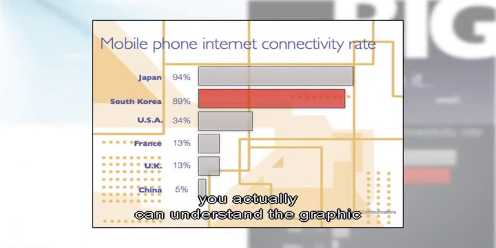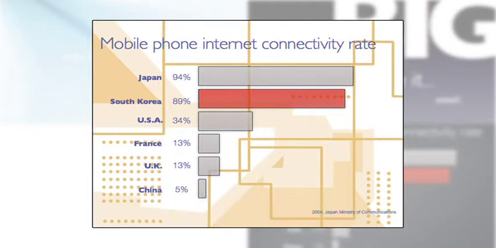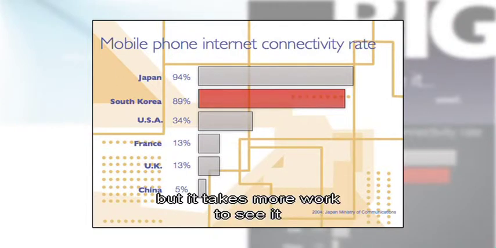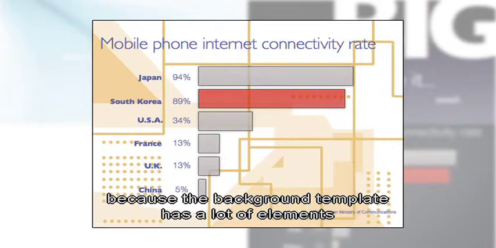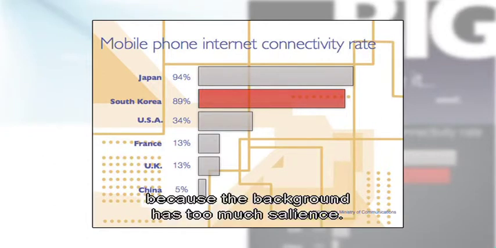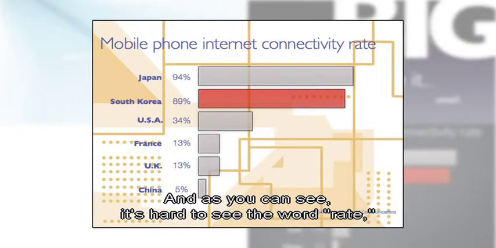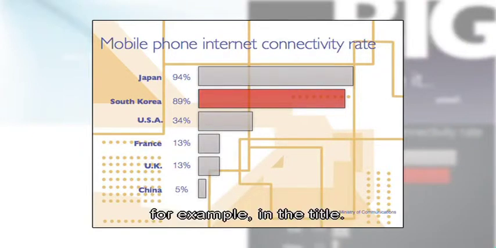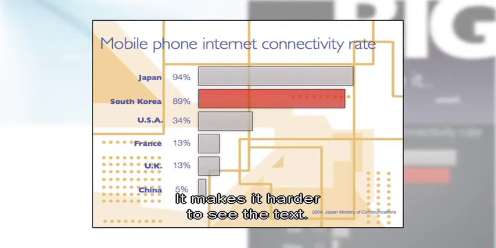you actually can understand the graphic and you can see it, but it takes more work to see it because the background template has a lot of elements that aren't necessary. Again, these are noisy, right? But we could also say this has weak contrast because the background has too much salience. And as you can see, it's hard to see the word rate, for example, in the title, and there's just a lot of noise. It makes it harder to see the text.